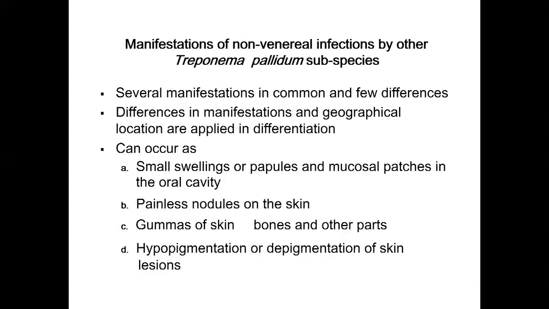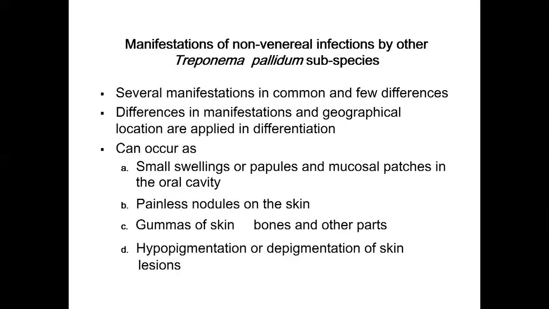So based on those differences, those who handle them know the differences in clinical manifestations and in the geographic areas where they are found in large numbers, they can tell. That I mentioned again at the beginning. But these lesions can be small swellings referred to as papules, and mucosal patches in the oral cavity. They can occur as nodules of the skin. These again are still small swellings but hard.